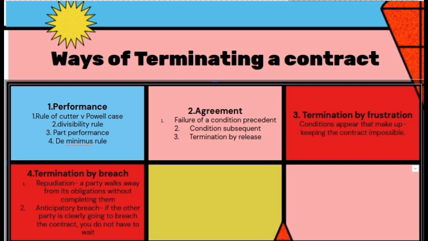Secondly, we have what we call anticipatory breach. This is where the other party sees that the party is going to clearly breach the contract. So you don't have to wait until the damage is done. You can simply claim anticipatory breach and stop behavioral activities that will end up causing damage.